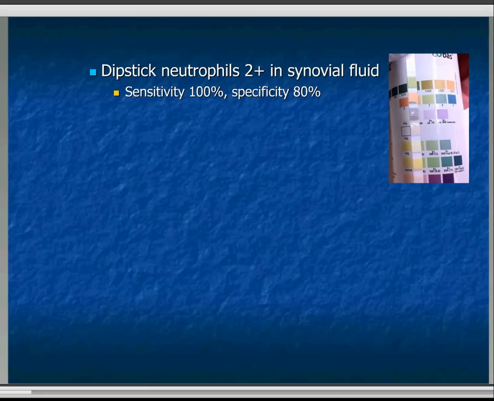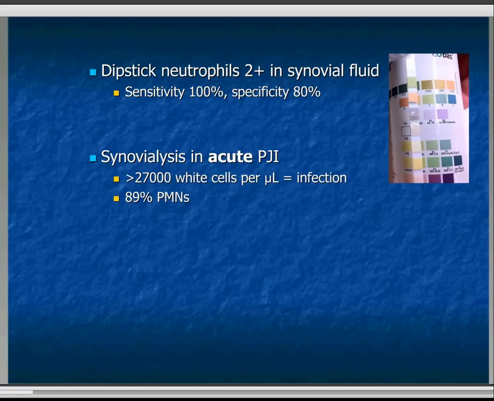PCR on aspirate is available now, and that turned out to be very sensitive and specific. RNA PCR for the common bacteria. It was pointed out to me, and we've started using urine dipsticks on synovial fluid. So you look for neutrophils, and there's a square on the urine test for neutrophils, and 2+ in synovial fluid is 100% sensitive and 80% specific.